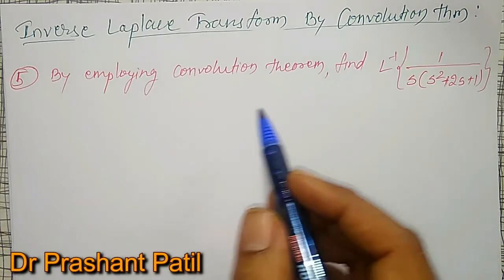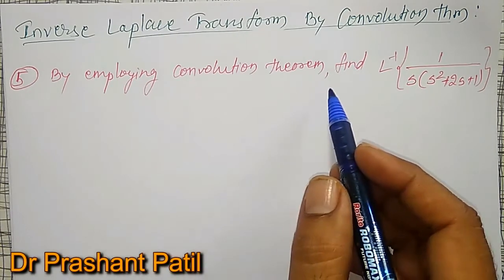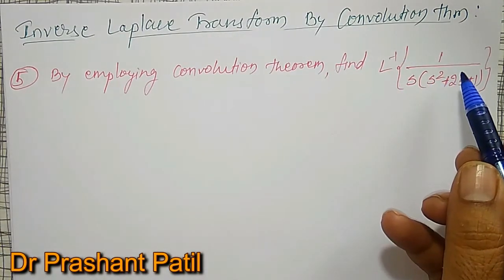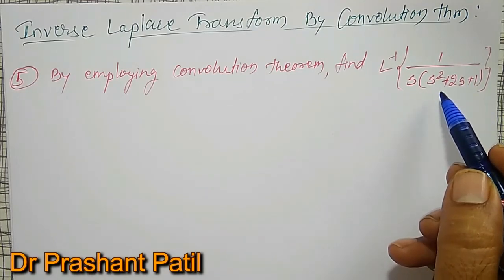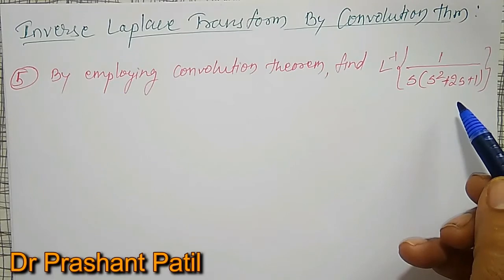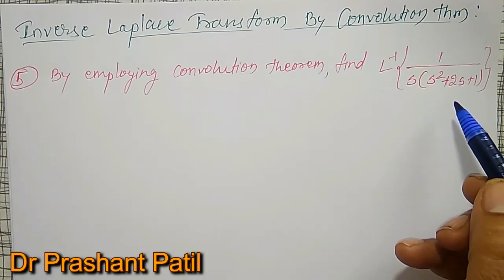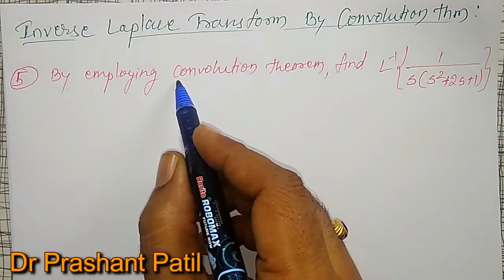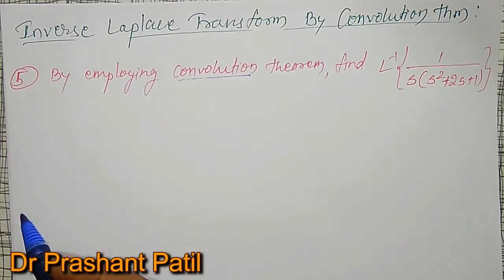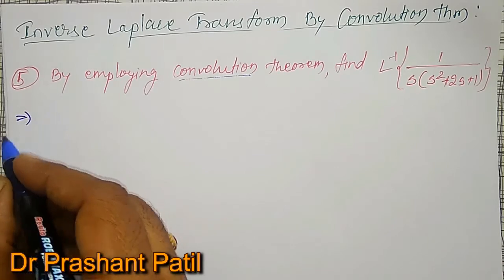First example is, by employing the convolution theorem, find the inverse Laplace transform of 1 divided by s into bracket s square plus 2s plus 1. This one also we can do by using partial fractions, but particularly they mentioned here by using the convolution theorem, so they will use the convolution. What is that convolution theorem then?